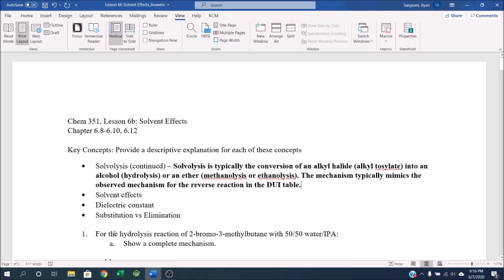So the first thing we're going to look at is the hydrolysis reaction of 2-bromo-3-methylbutane with a 50-50 mixture of water and isopropyl alcohol. And we're going to come back and talk about what this isopropyl alcohol is doing in there. But this essentially is the hydrolysis of 2-bromo-3-methylbutane with water. So this is going to be a solvolysis reaction. Solvolysis is a large generic term. Hydrolysis is a specific term when the solvent is water.